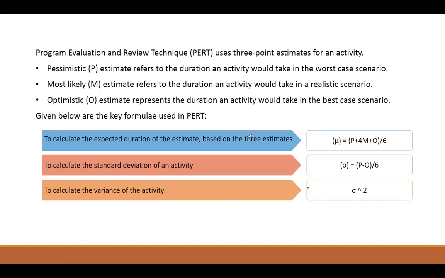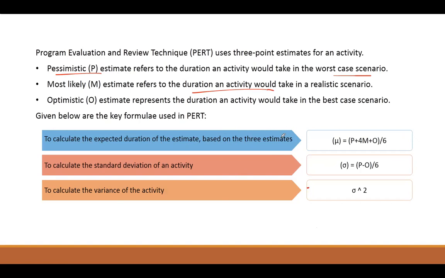Okay, so here mostly you will have three time estimates. As I told you, pessimistic is the worst case scenario, the time taken in the worst case. Most likely is the time taken by an activity in a realistic scenario. And optimistic, everything will go well, it will start on time. So the best case scenario.